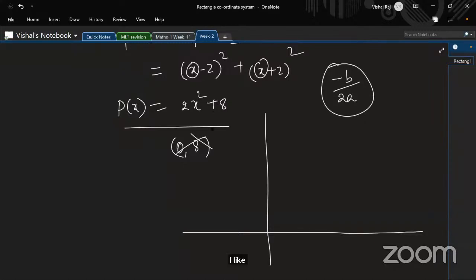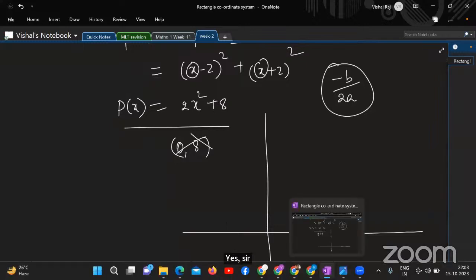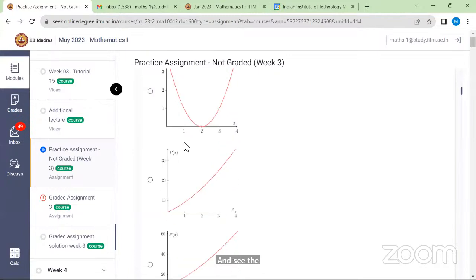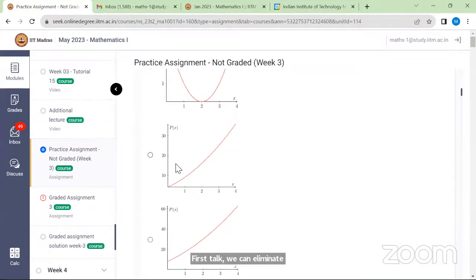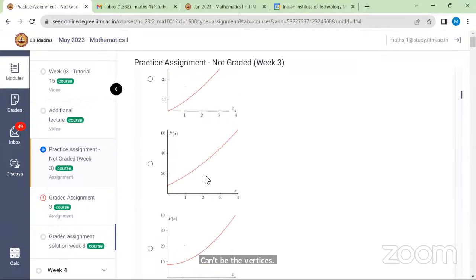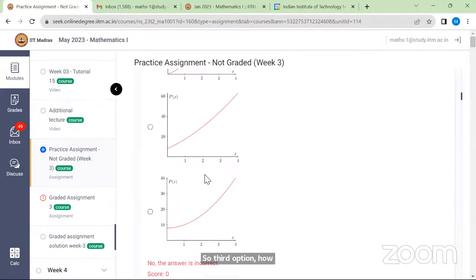So from that method, which of the options can you eliminate? First we can eliminate. Second you are eliminating. Why? Because 0, 0 can't be the vertices. Now you're left with what? We can eliminate the third also, because we don't have any vertices coordinate.